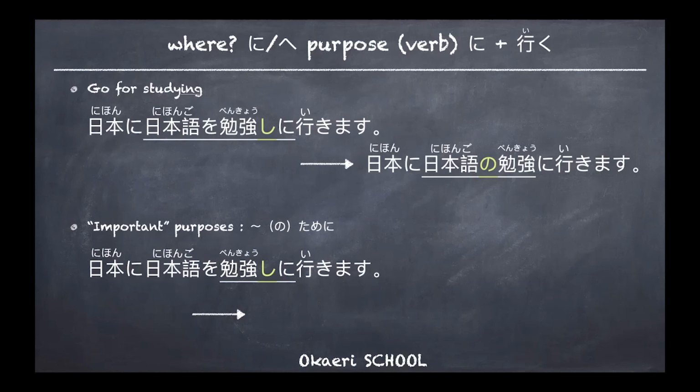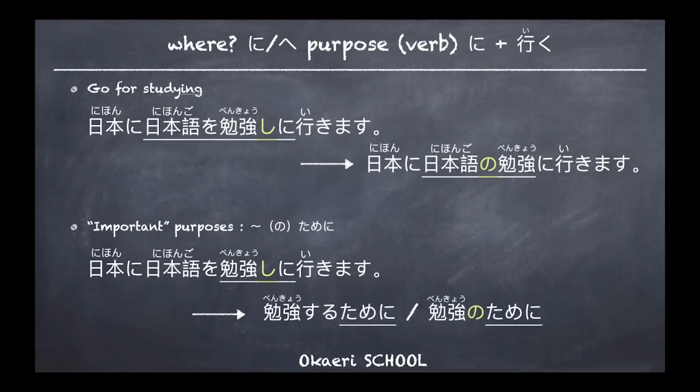Well, you could also say a different form here. ために, ために. That also means purpose, to do something. But the difference between 勉強しに行きます, 勉強するために行きます, 勉強のために行きます, that's just the difference in importance. I mean, this can be very subjective. You can just decide how important it is. So if you think this is a slightly or relatively important purpose, you can say ために.